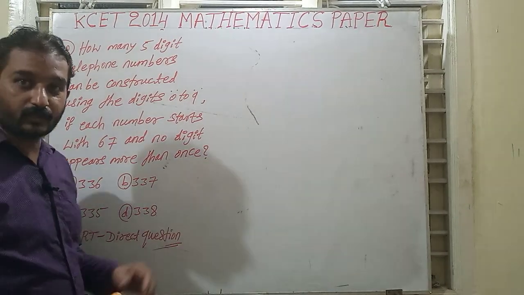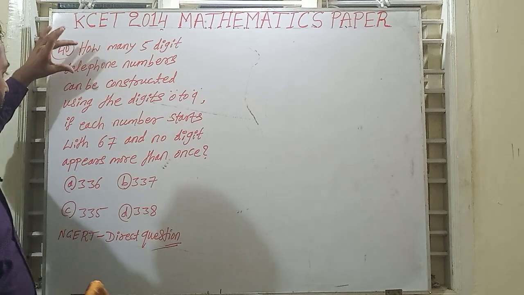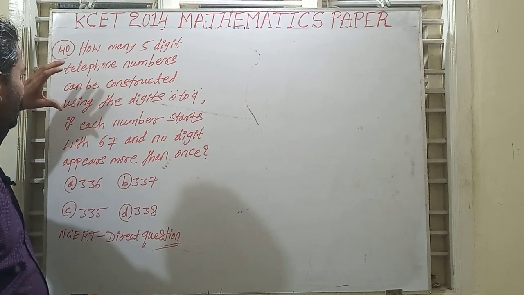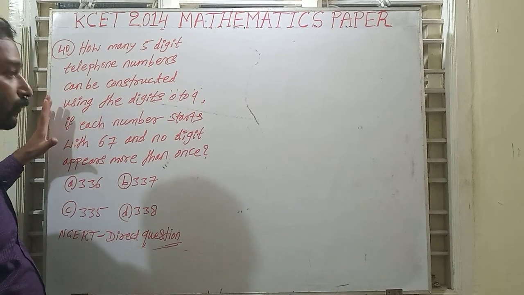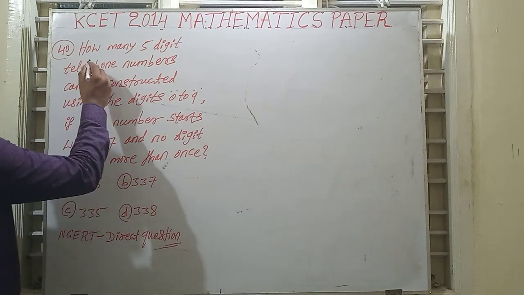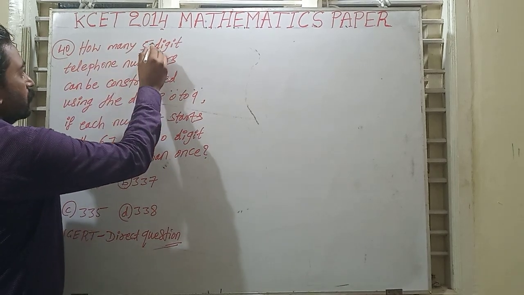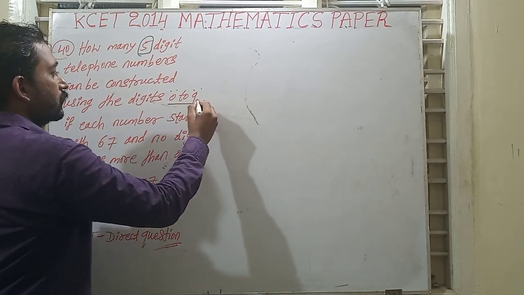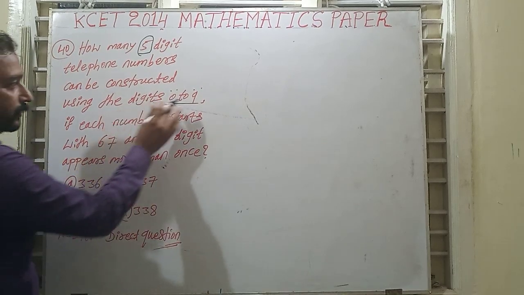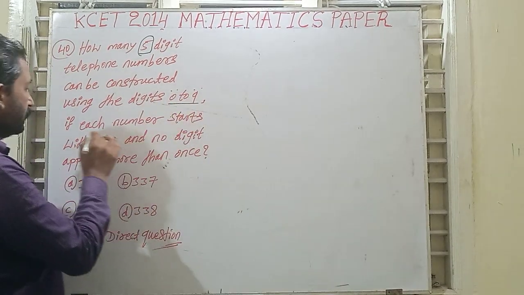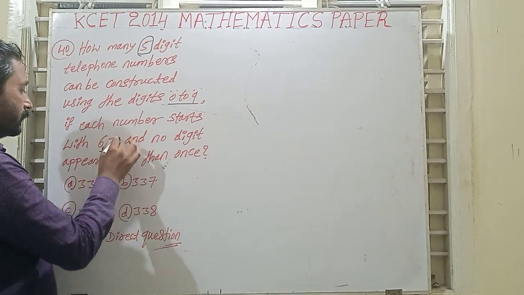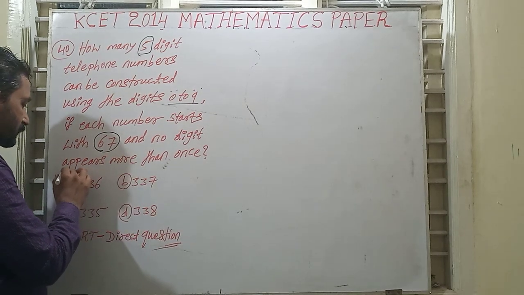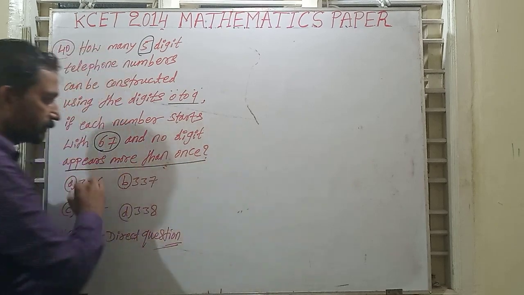So now let us move on to the next question, question number 40. This question depends on the chapter permutation and combination, particularly on the fundamental principle of counting. So read the question well. How many 5 digit telephone numbers can be constructed using the digits 0 to 9, if each number starts with 67, and no digit appears more than once? 0 to 9 means there are 10 digits, so be careful; taking 9 would be wrong. Repetition is not allowed in this case.